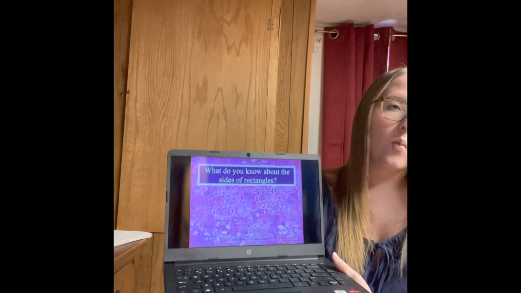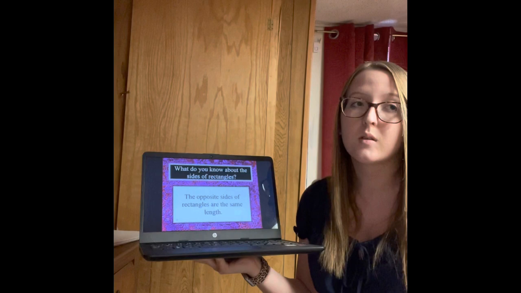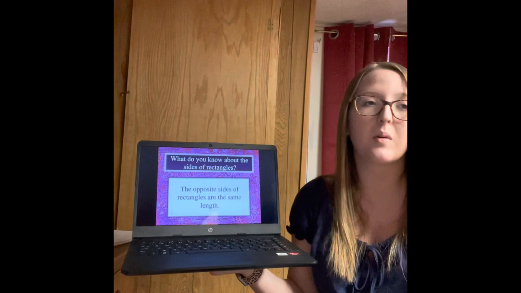What do we know about the sides of a rectangle? The opposite sides of rectangles are the same length. So if there's 8 across the top, it's going to be 8 on the bottom. Or if on the side it's 2, it's going to be 2 on the other side as well.